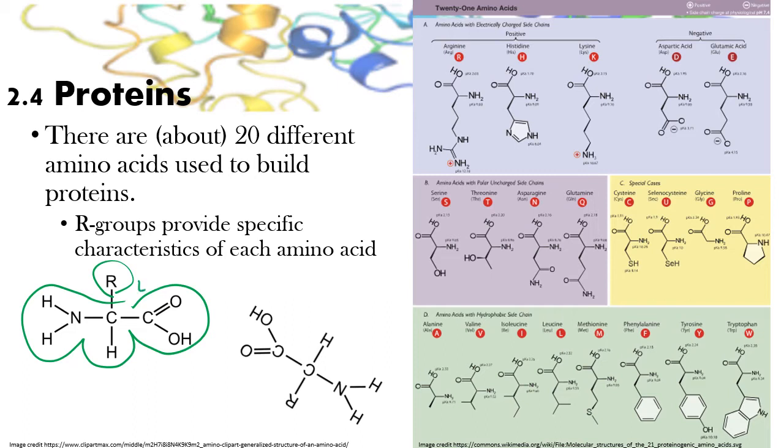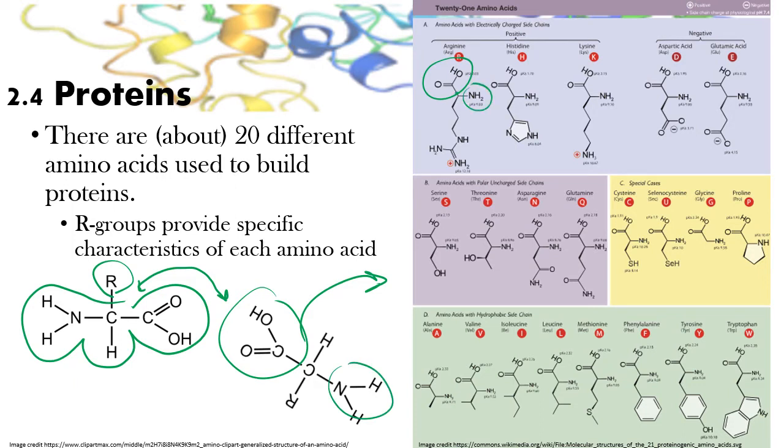Now, I took our generalized amino acid and I flipped it around a little bit because this is how we're going to see it in the graphic over here. So carboxyl group is here, amino group sticking over here, central carbon right here, and then this is the R group. And this is another R group, and this is yet a different R group. So these guys are all positively charged, these guys are negatively charged, and those charges are going to provide different kinds of characteristics to the proteins that have these amino acids.